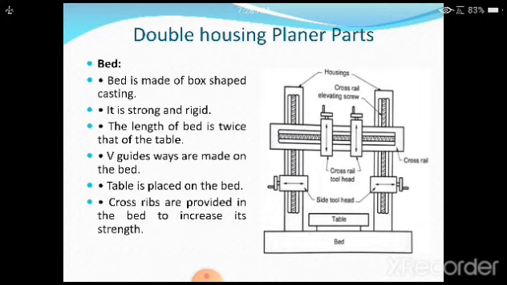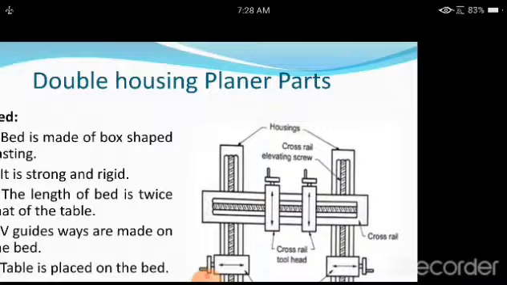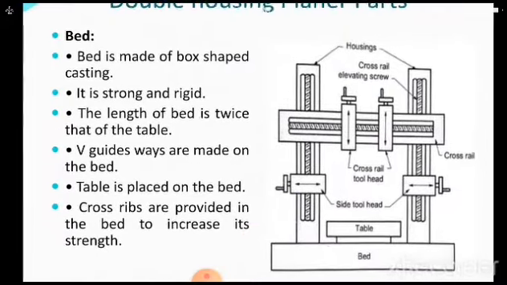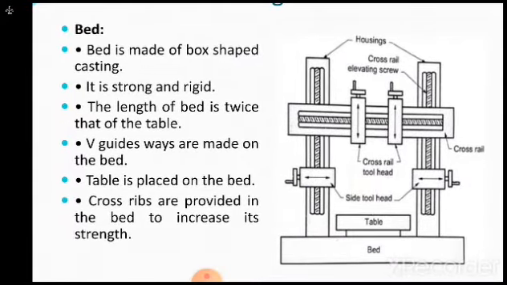Okay, so now let us understand in detail the function of individual parts of a double housing planer. There are 6 important parts, starting with the bed, table, tool heads, cross rail, columns, and the feed mechanisms.